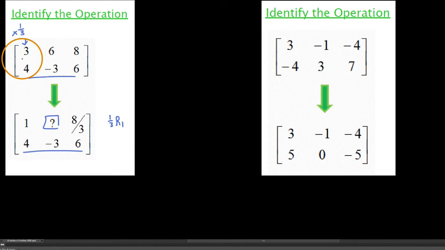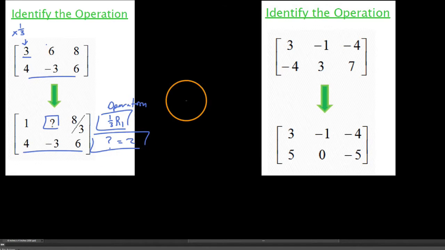So let's go take a look at this. If I take 3 times 1/3, I would get 1. If I take 8 times a third, I certainly would get 8/3. So it looks like this is the row operation here. So this is our operation. And then the idea here would be to indicate, well, what does this unknown value have to be? Well, what we did was we took this 6 times a third, and if you do that, this value comes out to be 2.